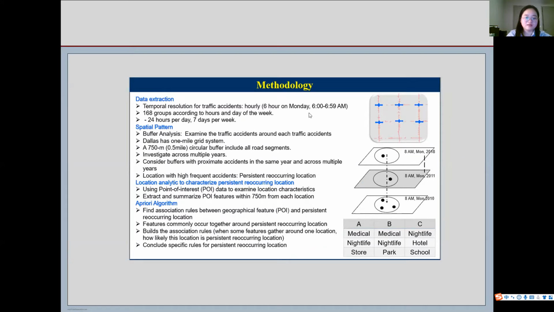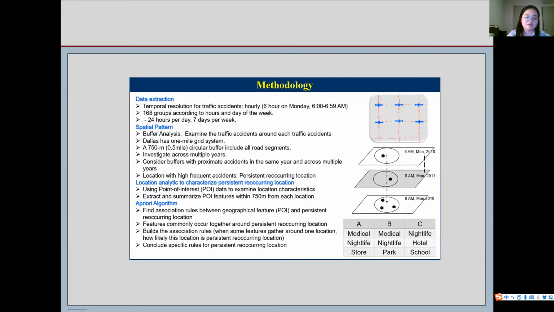The attribute table shows the specific information stored in POI like name and address. We extract the traffic accidents in every hour on every day of the week. For example, 6 hours on Monday correspond to traffic accidents that occur from 6 to 6:59. So there were 168 groups in total because there are 24 hours per day and 7 days per week.